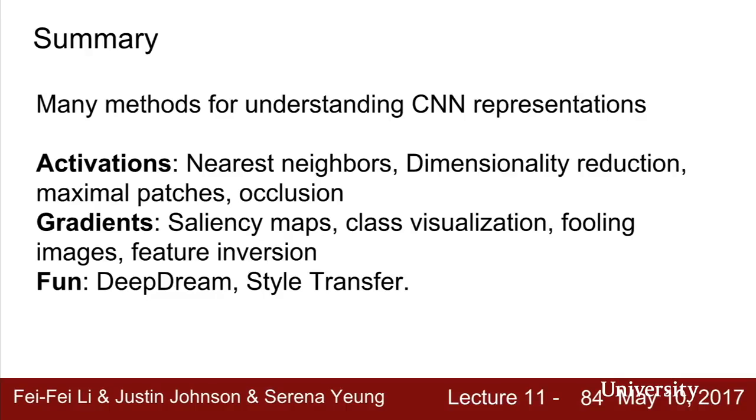The summary of what we've seen today is that we've talked about many different methods for understanding CNN representations. We talked about some of these activation-based methods like nearest neighbors, dimensionality reduction, maximal patches, and occlusion images that try to understand, based on the activation values, what the features are looking for. We also talked about a bunch of gradient-based methods where you can use gradients to synthesize new images to understand your features, such as saliency maps, class visualizations, fooling images, and feature inversion. And we also had fun by seeing how a lot of these similar ideas can be applied to things like style transfer and deep dream to generate really cool images.